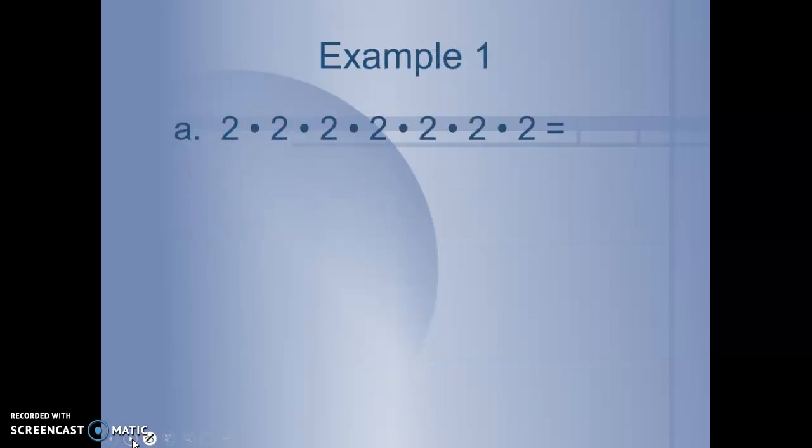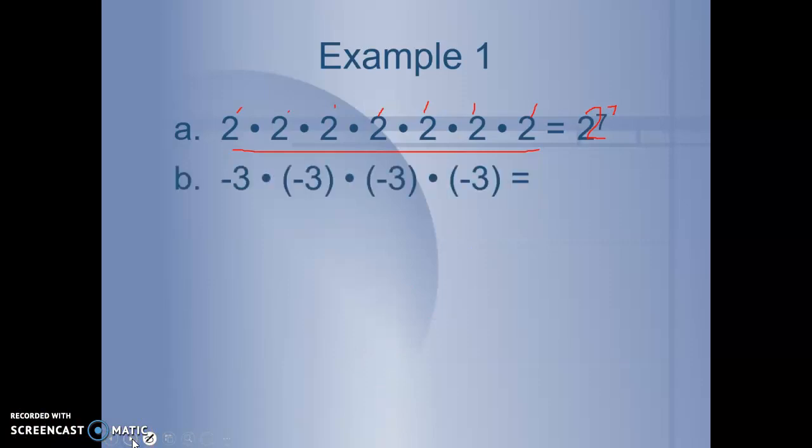Let's take a look at this example. Let's write this with exponents. First, we need to know the base. Well, if we look at what's being multiplied, we see that all of these are 2, so our base is 2. And our exponent is how many times we're multiplying by 2. And that is 1, 2, 3, 4, 5, 6, 7. So 2 times 2 times 2 times 2 times 2 times 2 times 2 is the same thing as 2 to the 7th power.